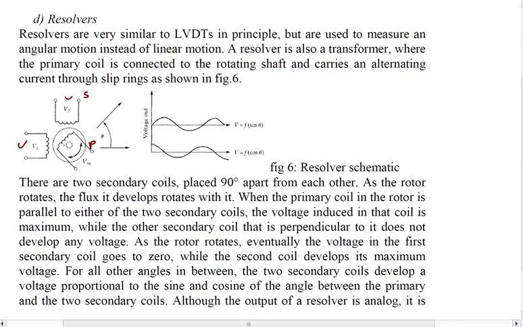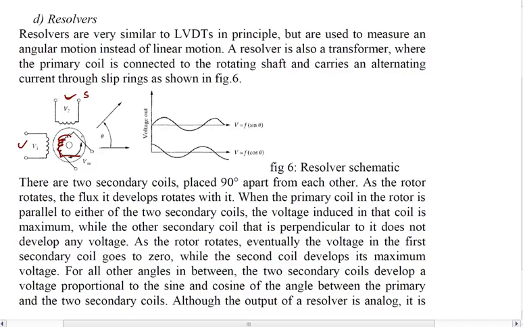And based on the position of this coil, sometimes the coil may be more aligned towards V2. In that case, V2 will have more voltage. And similarly, if it is not aligned in this direction, but is aligned to V1, then in that case more voltage will be across V1 instead of V2.